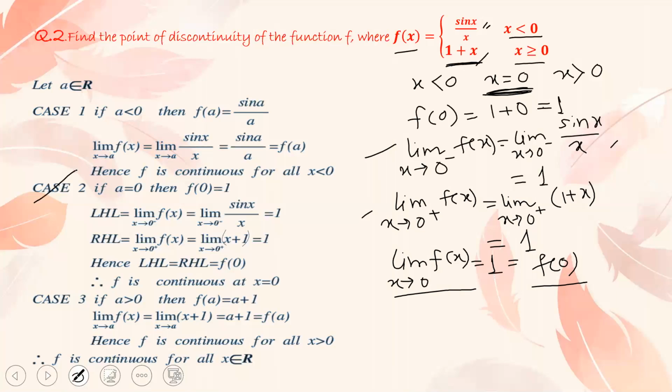Here is the case. Now we need to check for x less than 0. So take any arbitrary element a belonging to the set R and you can check the function is continuous. And for 1 plus x, it's a polynomial function again, which is continuous all over R. That is case 3. So check the solution.